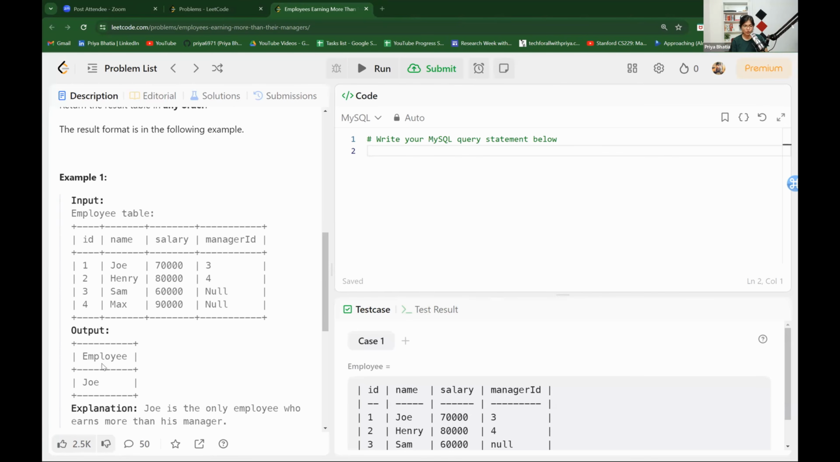Check in the output, do you require these three fields or not? No, right? We just require the name of the employee, that is Joe. Always see the output which we are looking forward. We are not looking forward the ID, the name, and the salary of the person. I'm just looking forward towards the name of the person who is getting a salary more than their manager's salary. That's it. So first of all, after select you should just mention the name.